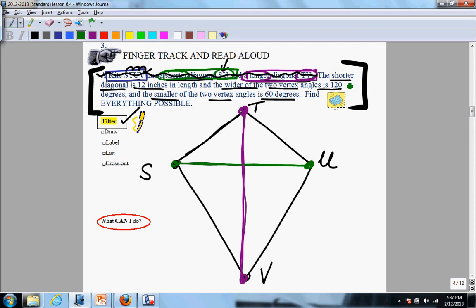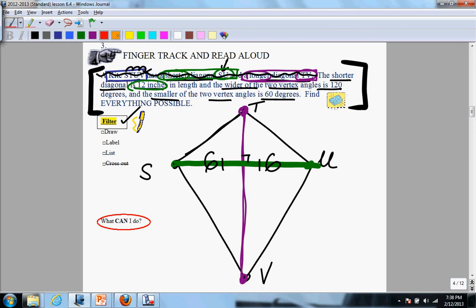We are told that the shorter diagonal is 12 inches, so from here to here is 12, all the way across. That means we're going to split it in half. It must be 6 and 6, because that crossbar gets cut in half. We also have right angles here.